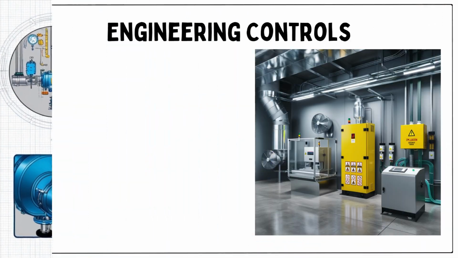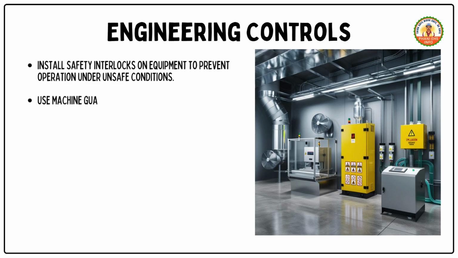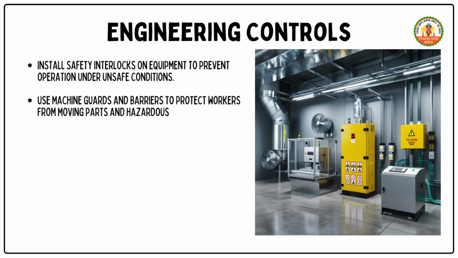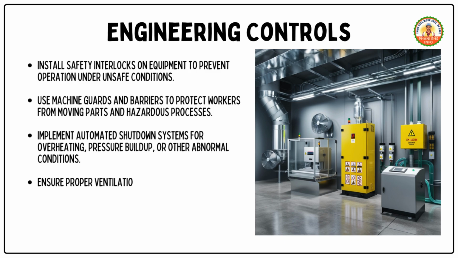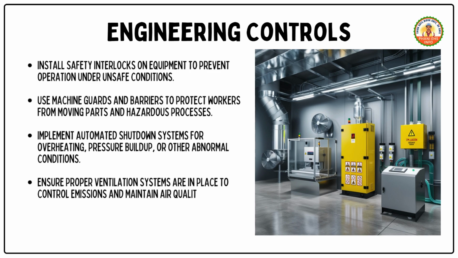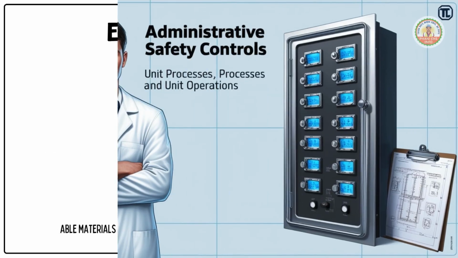Engineering controls. Install safety interlocks on equipment to prevent operation under unsafe conditions. Use machine guards and barriers to protect workers from moving parts and hazardous processes. Implement automated shutdown systems for overheating, pressure buildup, or other abnormal conditions. Ensure proper ventilation systems are in place to control emissions and maintain air quality. Use explosion-proof equipment in areas where flammable materials are present.